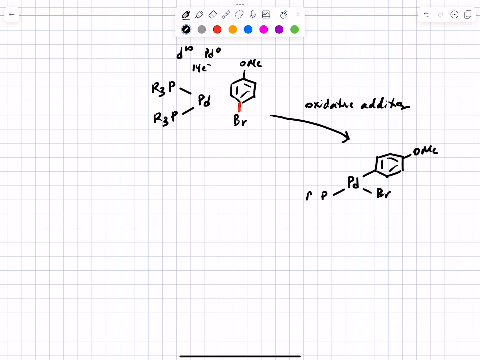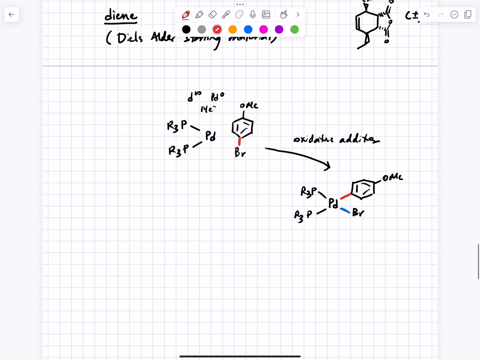Recall that one of the metal ligand bonds comes from electrons on palladium, and the other comes from electrons in the bond between carbon and bromine. You really can't tell which is which. But now palladium has two X-type ligands. It's still neutral, so this is palladium 2 plus. It's a D8 metal, and this is a 16 electron complex. So far that's exactly the same as the oxidative addition step of the Suzuki reaction.